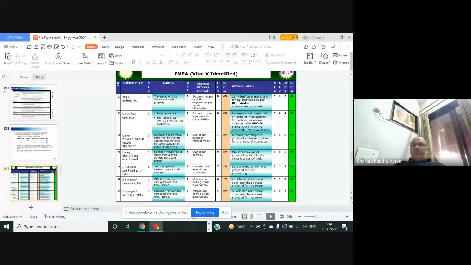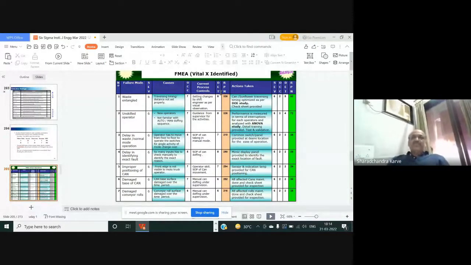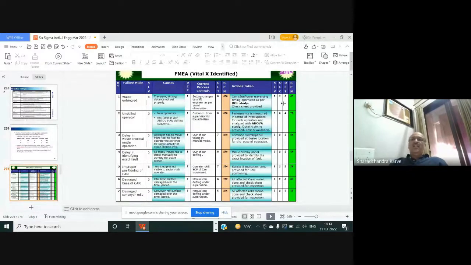So what do you do? You identify potential Xs. All those potential Xs are rated for severity, occurrence, and detectability. Potential Xs are nothing but the causes. And wherever the RPN number is high, you take them for action, because those become your vital Xs, and you improve them so that your RPN comes down.